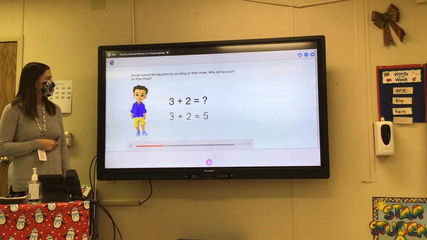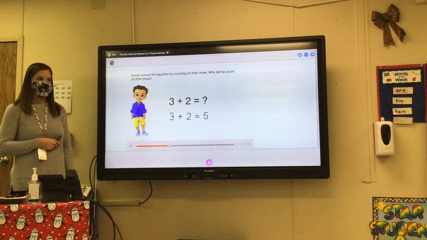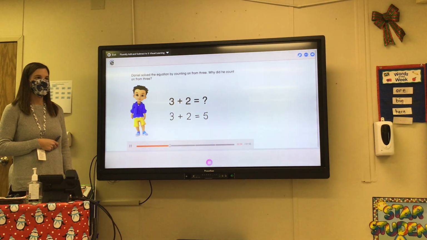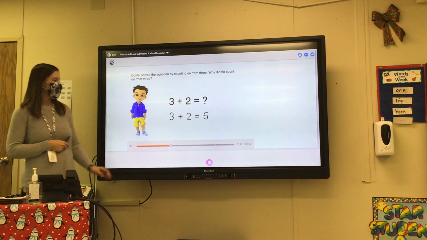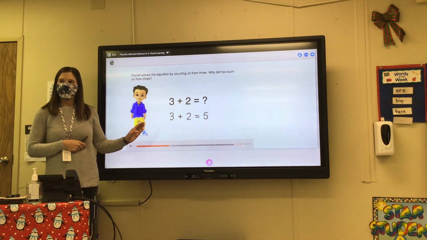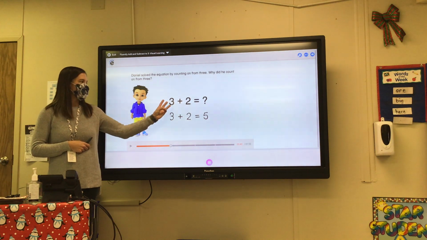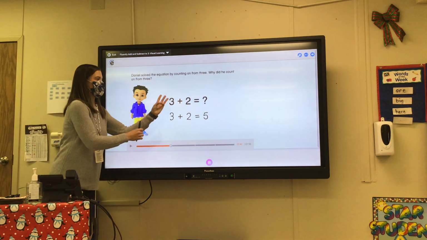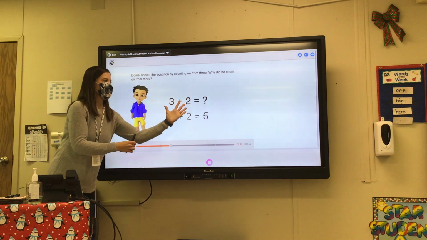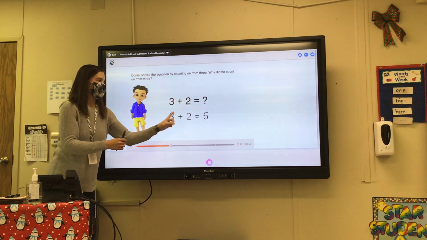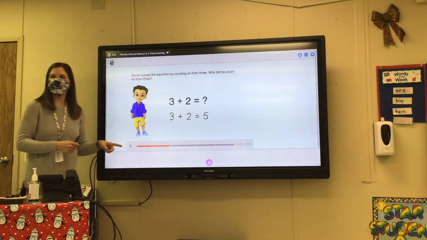Daniel solved the equation by counting on from 3. Why did he count on from 3? Because he knows that if you add 2 more, then it's 5. Right, so you have 3, and then he's got to add 2 more. So we could say 3, 4, 5. That's the 2 more. He added 2 more to it, and it gives you the answer.